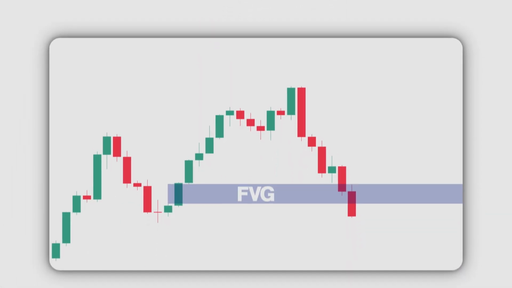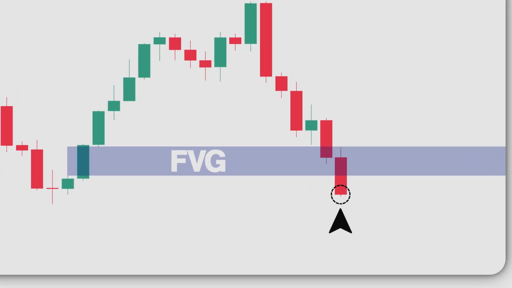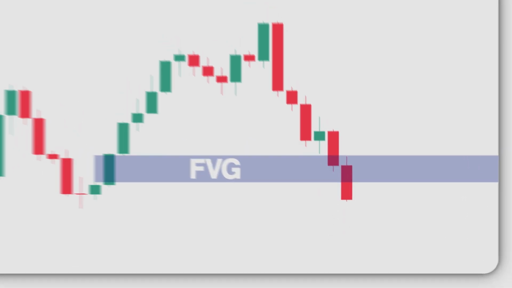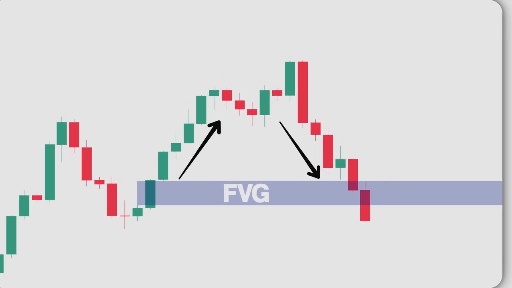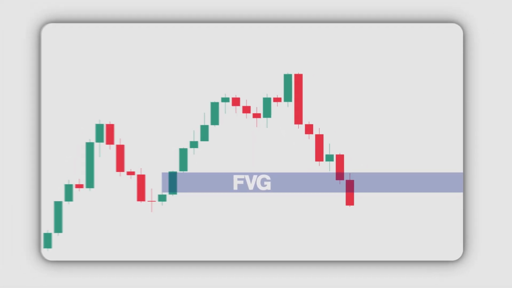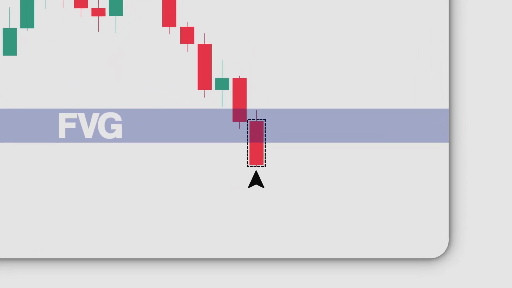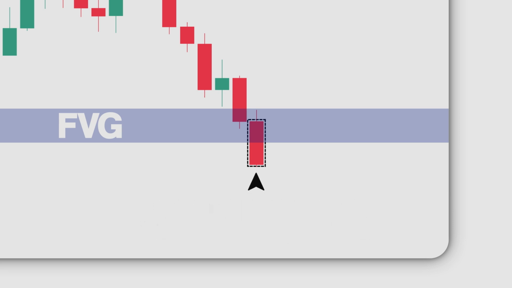Another clear sign of an invalid fair value gap is when price breaks through the zone and a candle closes beyond it. In this example, we see a bullish fair value gap followed by a retracement back into the fair value gap zone. However, during this retracement, the candle closes below the fair value gap. This tells us that the imbalance has been fully absorbed by the market, which makes this fair value gap invalid.